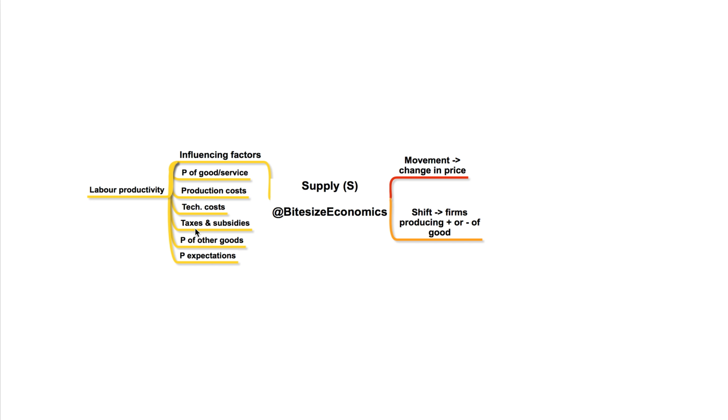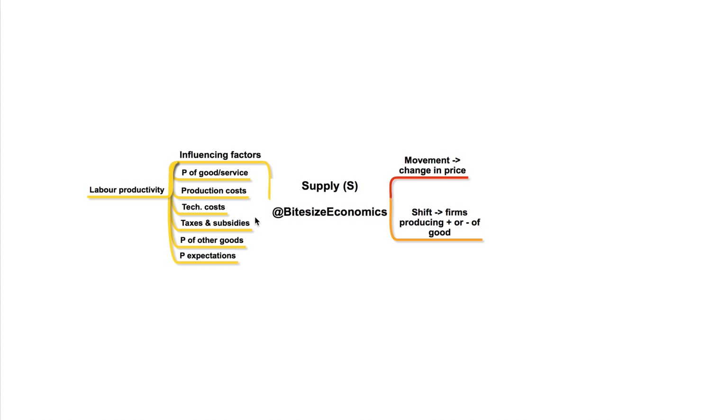Taxes and subsidies. So taxes usually mean an increase in the cost to produce, because this means that the firms will be prepared to supply less because their costs of production are increasing. So that means that there's going to be an inward movement of the supply curve.